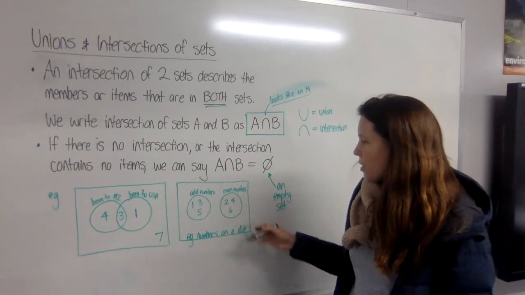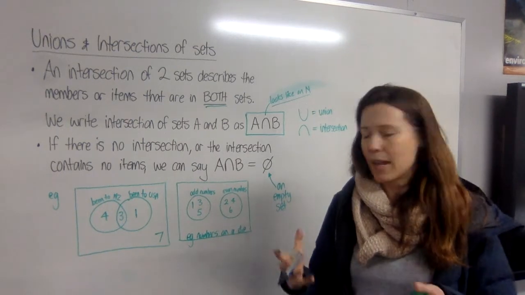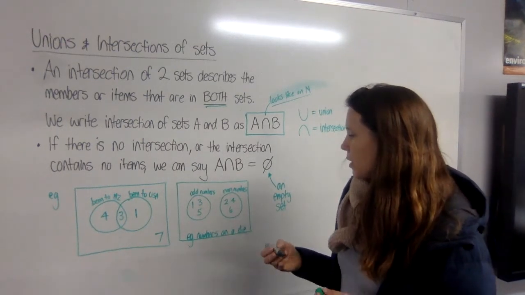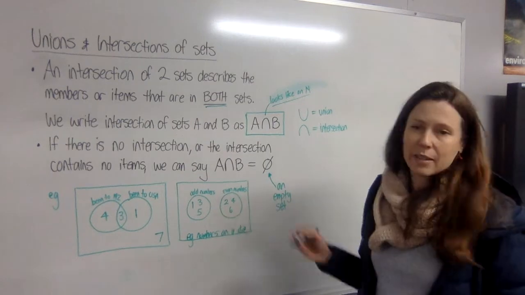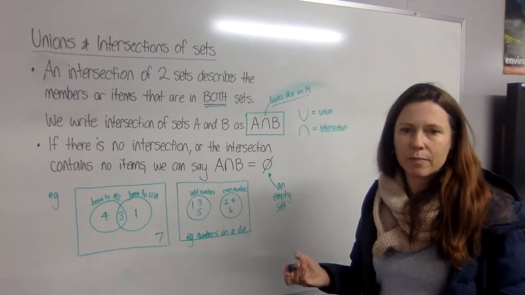Now, you'll notice that in this one, there actually isn't an intersection because a number can't be odd and even in this group. So, we have no intersection. Or we could say we've got an intersection, but it's an empty set.